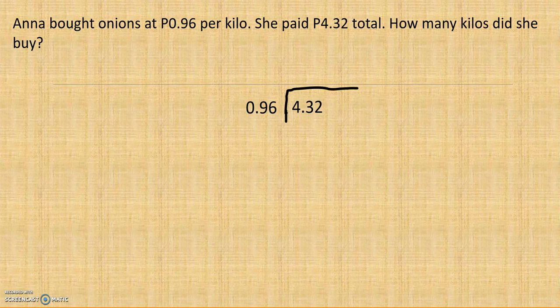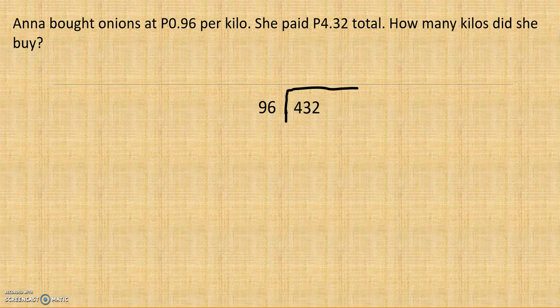So here the first rule is make your divisor a whole number. Since our divisor here is 0.96, let's move the decimal point 2 places to the right to make it a whole number. Then let's do the same to our dividend. We move 2 places to the right because we moved 2 places to the right for our divisor. So now we have 432.